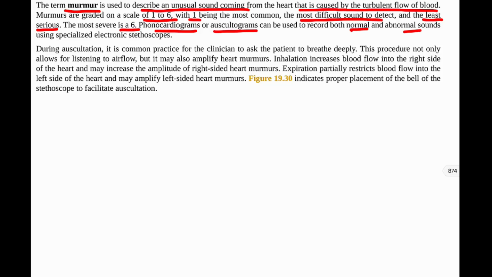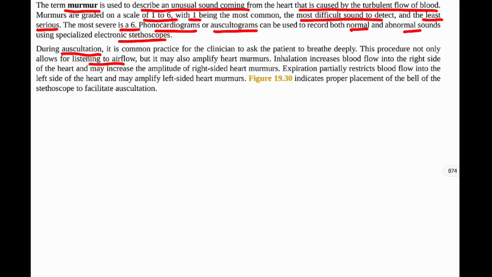So during auscultation, it is common practice for the clinician to ask the patient to breathe deeply. Perhaps you have been in a doctor's appointment and you've had a nurse or a doctor ask you to breathe deep and then listen to your heart. This procedure allows not only for them to listen to airflow, but also to hear heart murmurs.